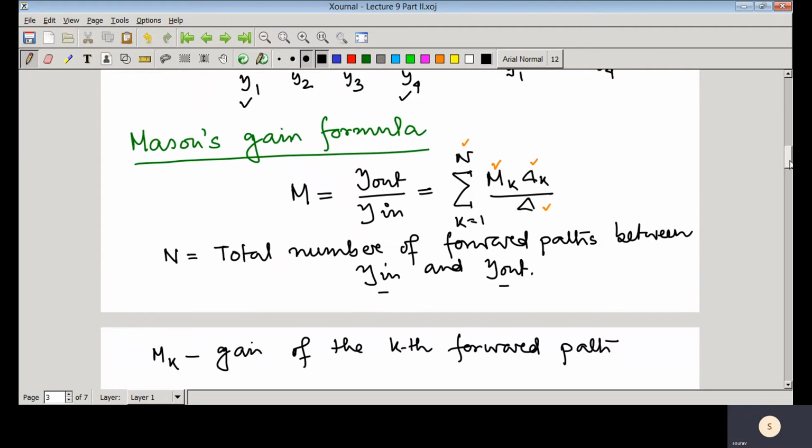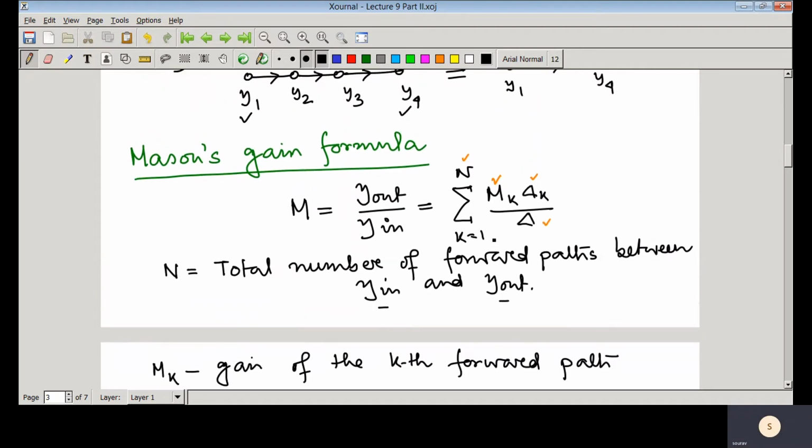So we can see it here as k is from 1 to n, and n is the number of forward paths. So Mk is the gain of the kth forward path. Now what is delta?